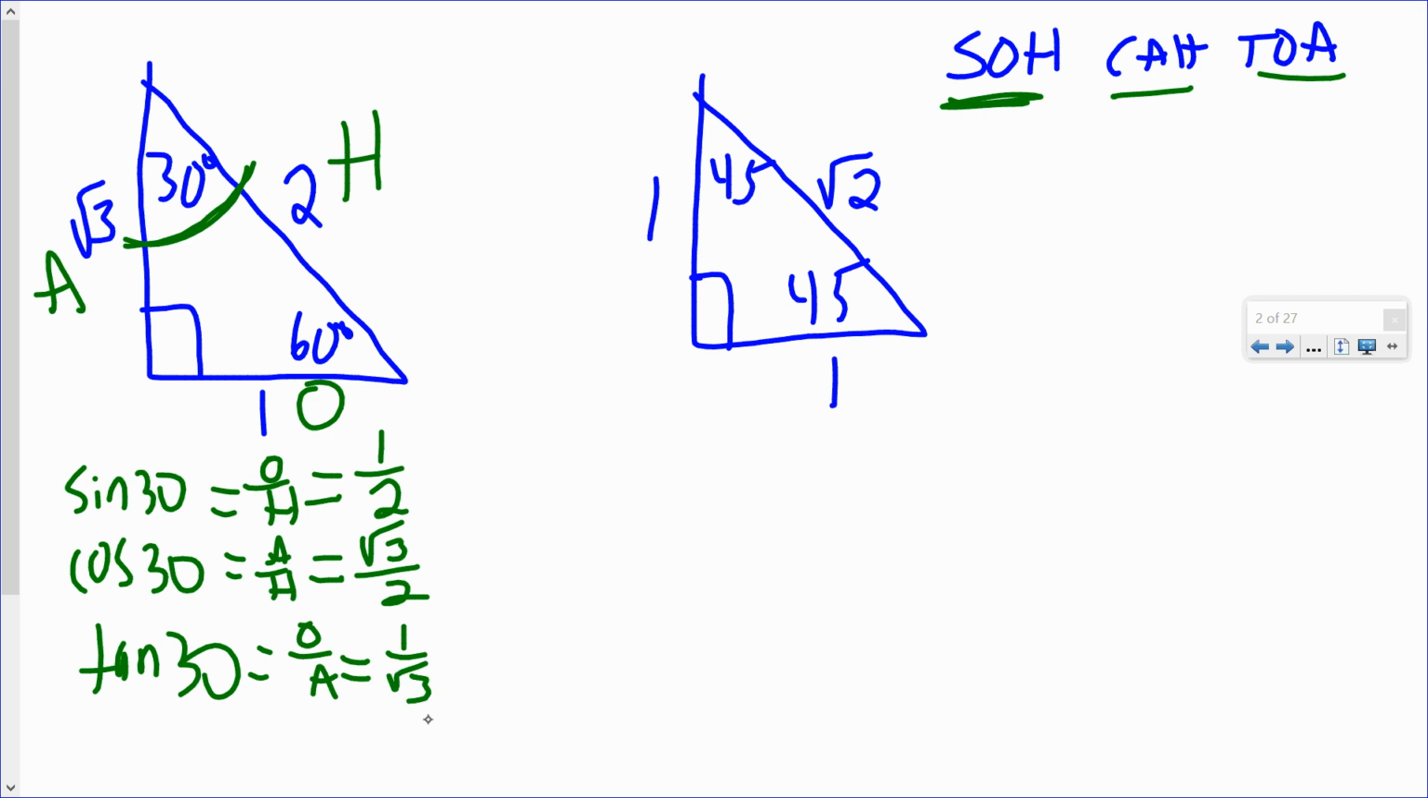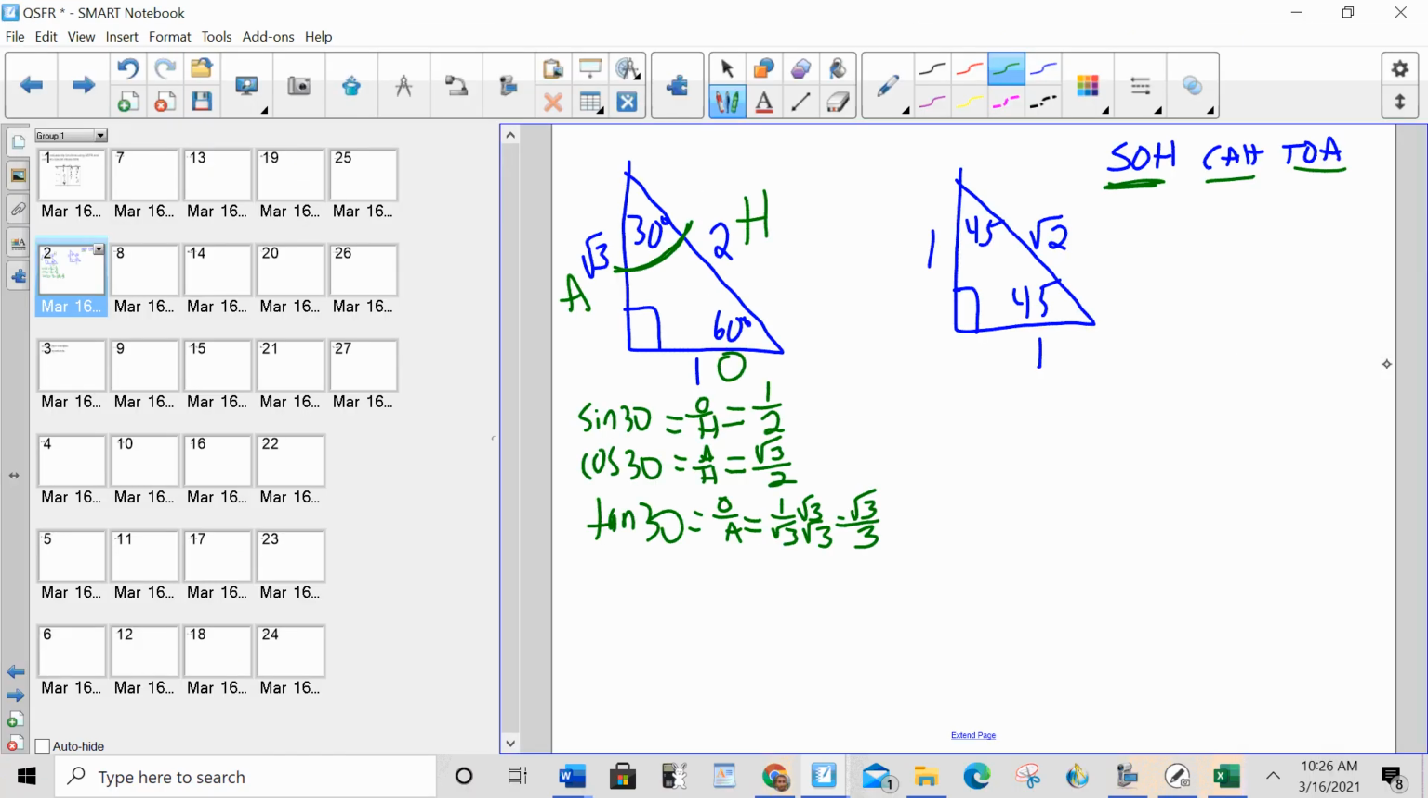Now, I don't want a radical in my denominator, so to get rid of it, I can do what I call rationalizing, which you may or may not have seen. So if I multiply the top and bottom by radical 3, I end up with rad 3 over 3. So those are my special values for your 30-degree angles. Next, I'm going to just erase these greens. And let's do a different color. Let's go purple, my favorite.